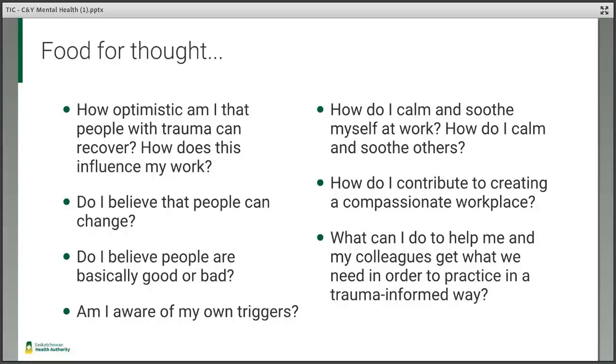Do you know what your triggers are? You may not know them all, and you may learn new ones sometimes, but in general, we can develop a pretty good awareness of what is tough for us and sets us off, makes it tougher to regulate: the situations, the people. We can't anticipate all of them, but we can certainly have some awareness of what might be some of those hot spots. Can you actually self-regulate? That is really, really crucial. Can you help others do the same? And how do you contribute to a compassionate workplace? And what can you do to advocate for yourself and your colleagues to get what they need to be trauma-informed?